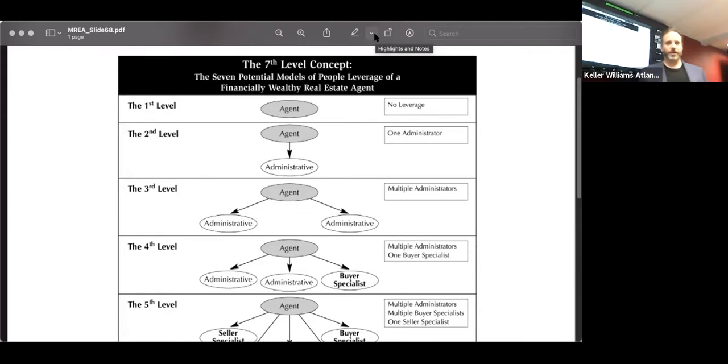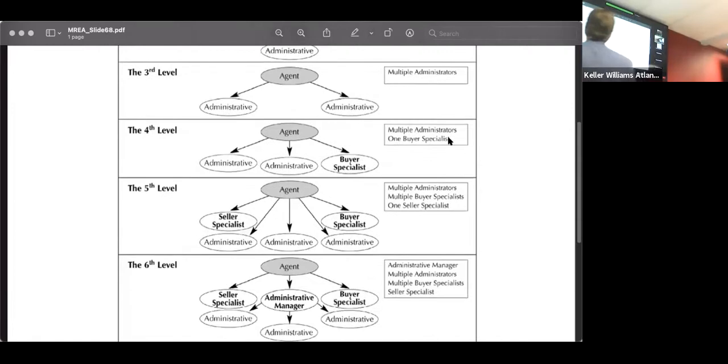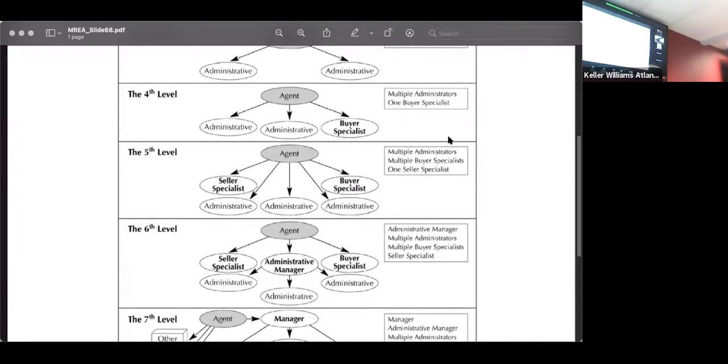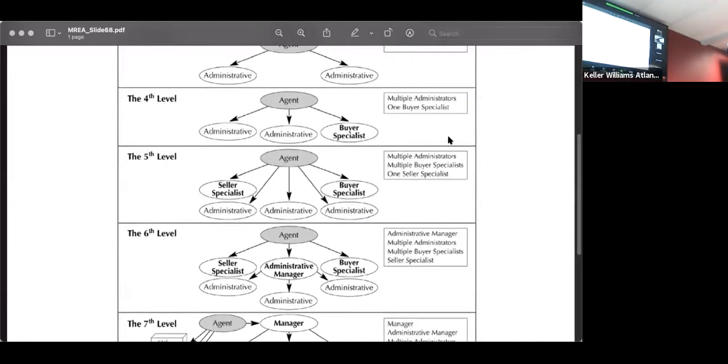Level 4. Buyer specialist. So I don't know if anybody has anybody else on their team, but me personally, they're coming up with an MREA too. And some teams, and I'm not sure if Gary Keller says it or not, don't keep agents in one buyer or seller position anymore. Just an agent on the team. They can do buyers or sellers.